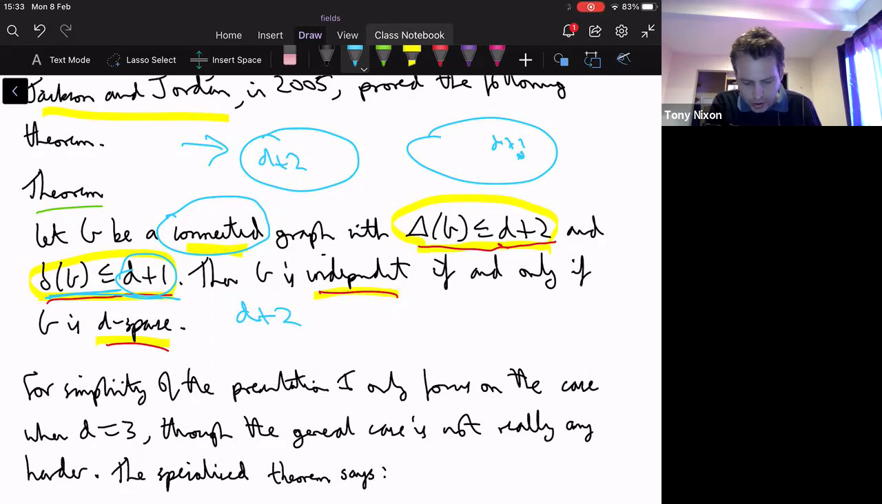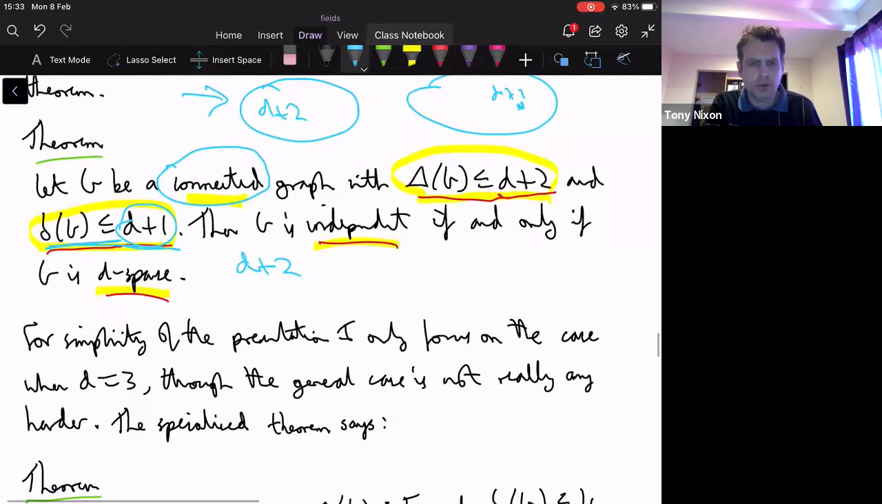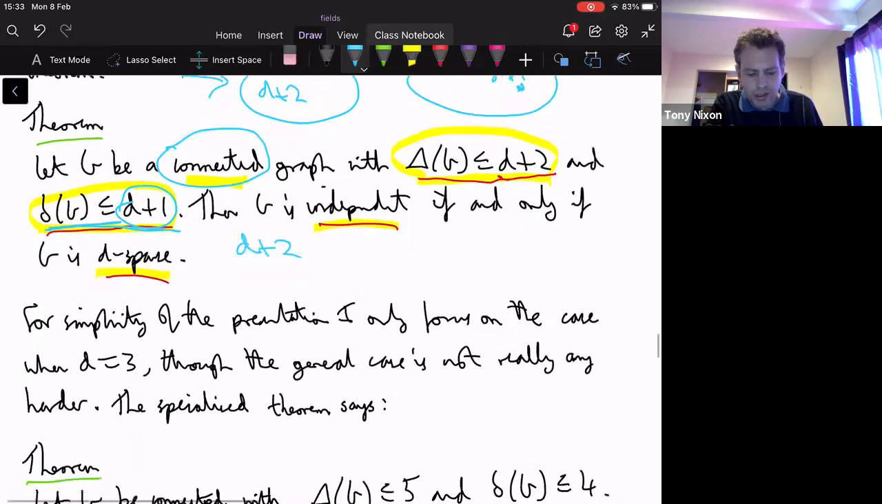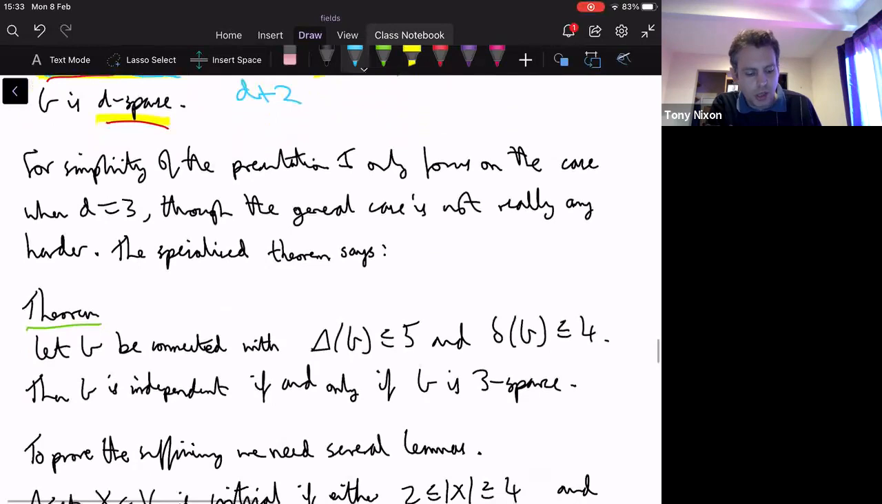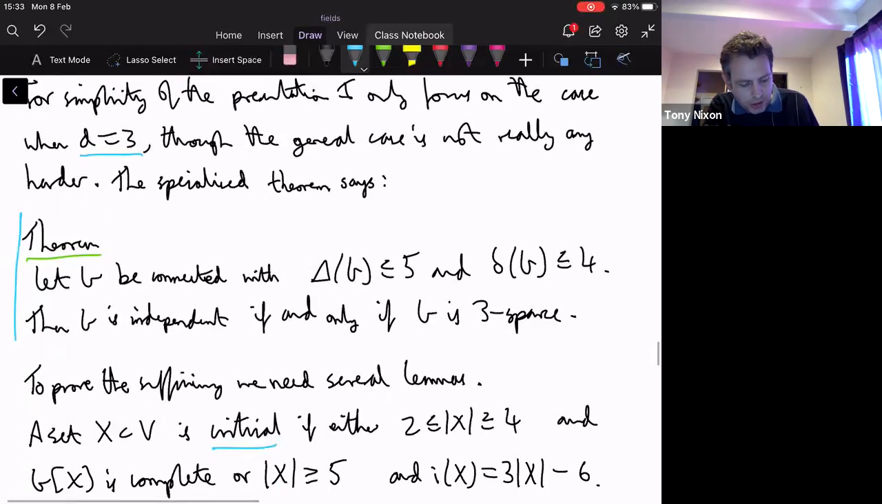Okay, so hopefully the theorem is understandable. For the proof, I want just to make things a little bit easier notationally, but I'm not making any simplification in terms of the actual proof technique. It's just for notation. I'm going to focus only on the case when d equals 3. So what does their theorem say in dimension 3? It says if you're a connected graph with maximum degree at most 5, minimum degree at most 4, then independent if and only if (3,6)-sparse.